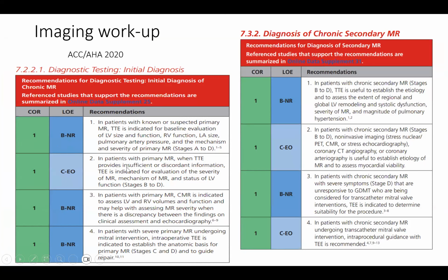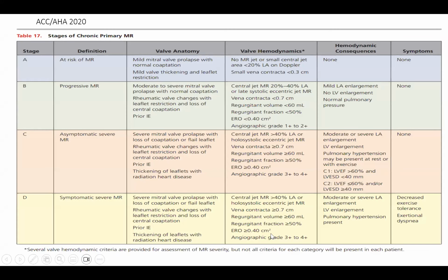But anyways, for the imaging that we talked about, TTE, class 1 recommendation, do it for all patients. TEE in patients that are being evaluated for intervention, or in those that TTE is insufficient or has had discordant information. We can do CMR when needed. We could do, where's the place for stress? Yes, non-invasive stress testing, stress echo, but also we could do stress nuclear, PET, CMR, and all of that. Then we can do intraoperative TEE during surgery.